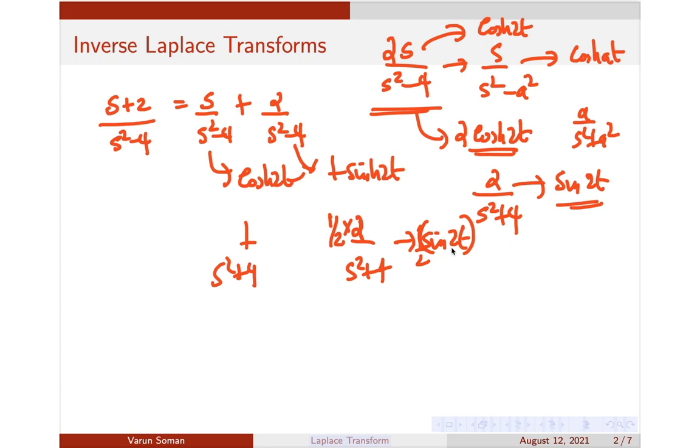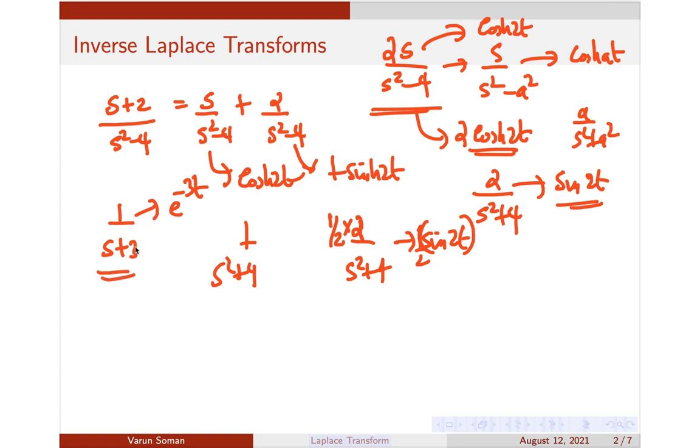Okay, so these concepts you should understand first of all. Similarly, I hope you understand what is the inverse transform of 1 by s plus 3. Can you just think of it? It is nothing but e raised to minus 3t. If you look at the table, the transform of e raised to at is 1 by s minus a, so the inverse transform would be simply e raised to at. Using that property, you can do that also.